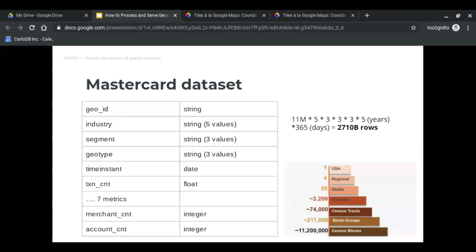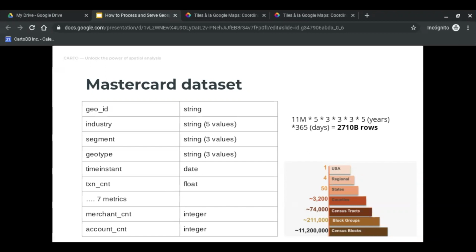Let's continue. So here we started with the MasterCard datasets. We started the project when MasterCard provided these datasets. We were pretty scared because what they said to us is, okay, I'm going to provide you a huge dataset with daily data, and you need to create a map using a time filter. And that is huge because MasterCard provides the data in a very small grid. Block groups are a territorial unit that is pretty small in the United States.